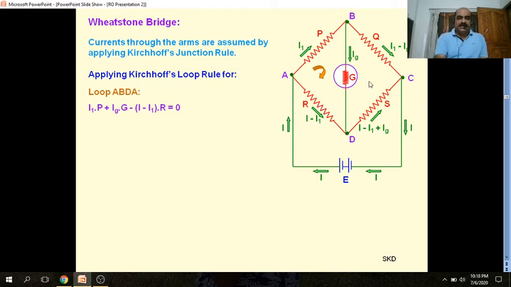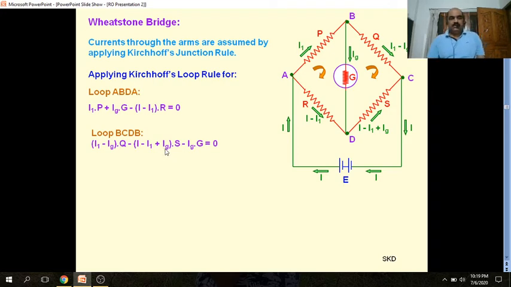Similarly, we consider another loop which is named as BCDB. For BCDB, according to the loop rule, the equation will be I1 minus Ig into Q, because the direction of current is the same, but these two currents, one is the current flowing through S and the other current flowing through G, are in opposite direction, and that's why a negative sign is taken.